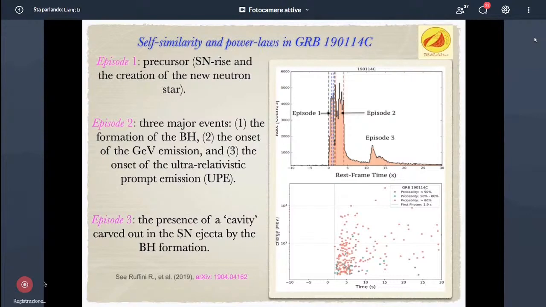And the last, episode three, which occurs at the time of 3.99 seconds, reveals the presence of a cavity carved out in the supernova ejecta by the black hole formation.